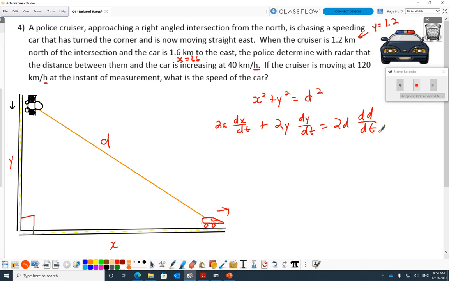The distance between them is increasing at 40, so that's dd/dt. That's how much the distance is changing between the two objects. The cruiser is moving at 120 kilometers an hour. That's dy/dt, how much the y is changing. Is that enough information? I need x. Got it. Need y. Got it. Need dx/dt. Oh no, that's what I'm trying to figure out. dx/dt, that's the question mark. So that's okay, I don't need that. dy/dt, got it. dd/dt, got it. I feel pretty good about the whole situation.